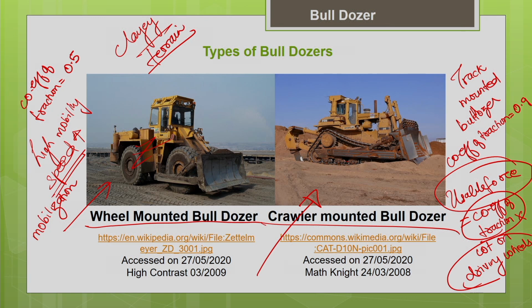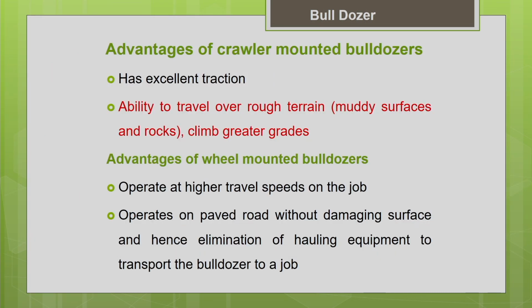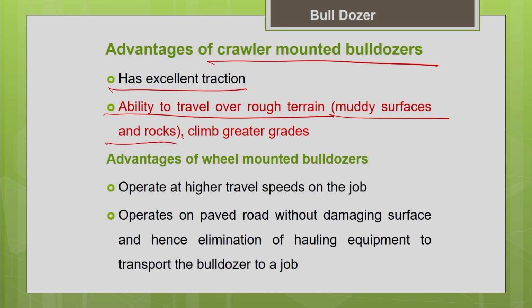Similarly, if you want to climb a very steep terrain, it will be easier to use a crawler mounted machine when compared to wheel mounted machine on steeper slopes. So all these things you should note when you select your machine. So let us now summarize what are all the advantages of the crawler mounted dozers and wheel mounted dozers. Crawler mounted has excellent traction, as you know. So it has the ability to move over rough terrain, your muddy surfaces or rocks or steeper grades, everything can be handled by the crawler mounted machines.